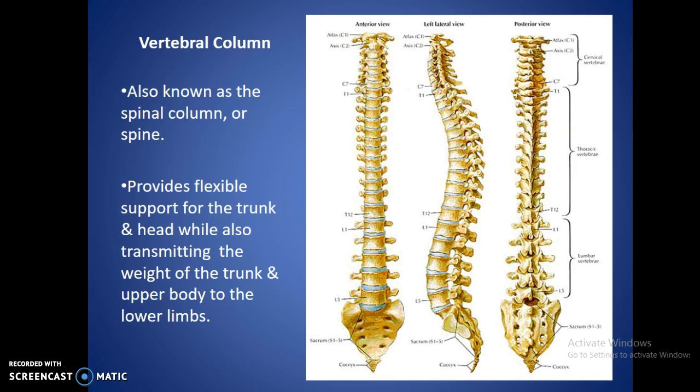So the vertebral column, as you already know, makes up the spine. It's also known as the spinal column. Provides flexible support for the trunk, head, while also transmitting the weight of the trunk and upper body to the lower limbs. So it transfers a lot of the weight, so it's not putting too much pressure on any one particular view. You'll notice that there is a lordotic curve as well as a kyphotic curve, just to kind of balance out the spine. It's not one big straight vertical structure like you see here, but it's more of a gentle angling of the body, and they all kind of fit together to disperse the weight a little bit more.